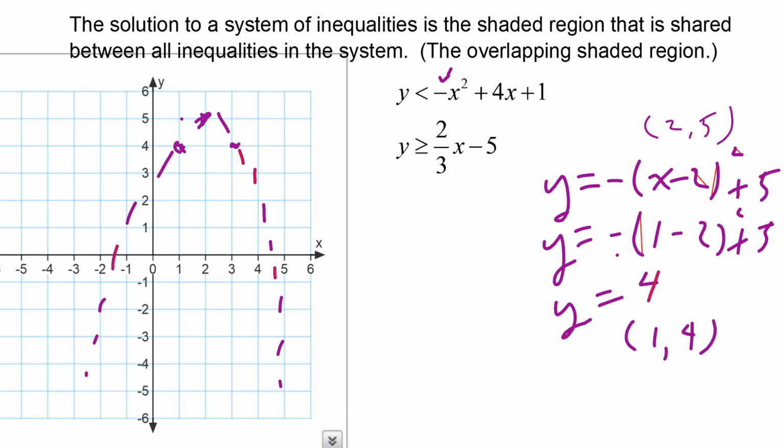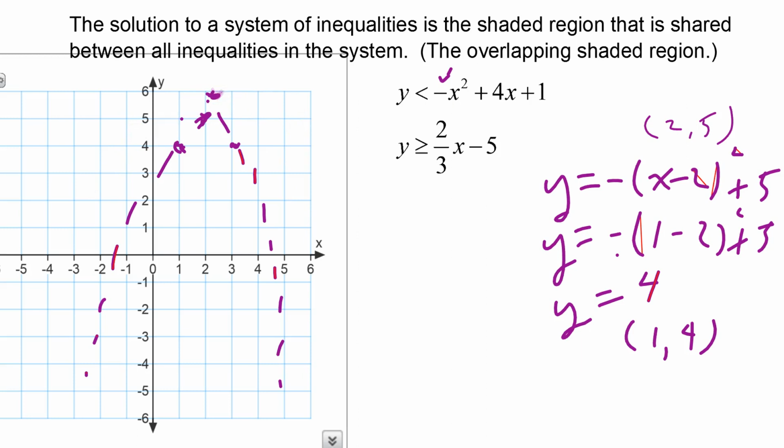Now, because I want to do y is less than negative x squared plus 4x plus 1, if I think about this, if I were going to shade, would this point right here be less than or greater than the parabola? Well, that looks like it's above the parabola, so that would be greater than. So this point would be a bad point. In fact, all these points right here would be above the parabola, so that must not be where I want to shade.